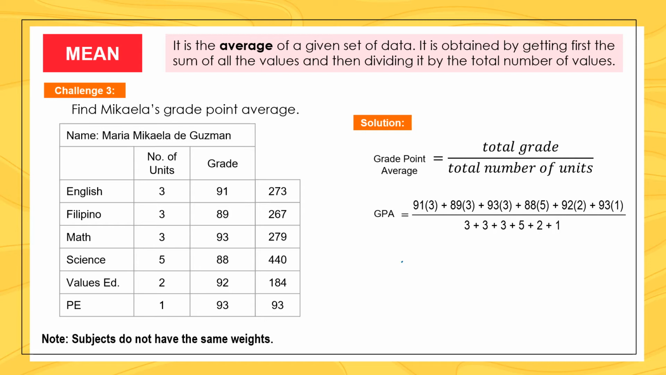Inputting this in your calculator, we will have 1,536 all over 3 plus 3 plus 3 plus 5 plus 2 plus 1, which will give us 17, right? Okay, so 1,536 divided by 17. Again, you may input that in your calculator. It will give us 90.35, right? 35 hundredths. So approximately 90.35. So here's Michaela's grade point average.